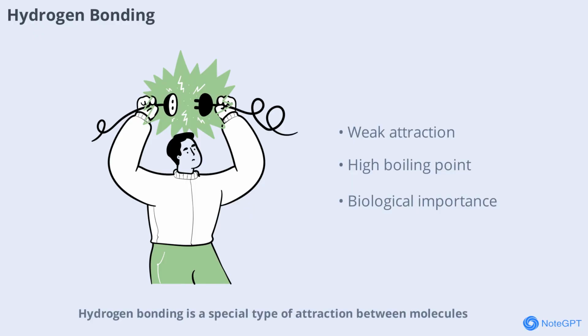Hydrogen bonding is a special type of attraction between molecules, not a true chemical bond. It occurs when hydrogen is bonded to highly electronegative atoms like oxygen, nitrogen, or fluorine. These bonds are weaker than covalent or ionic bonds but have a significant impact on the properties of substances, such as the high boiling point of water and the structure of DNA.